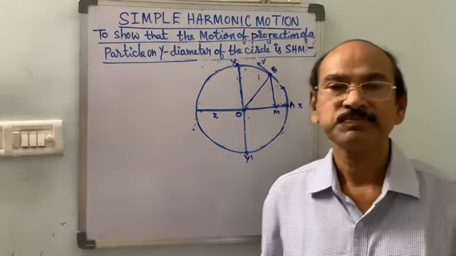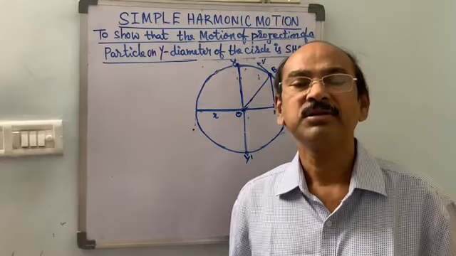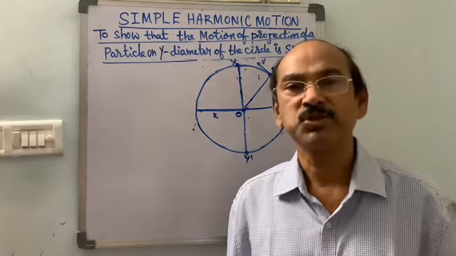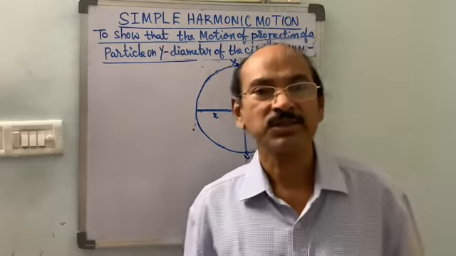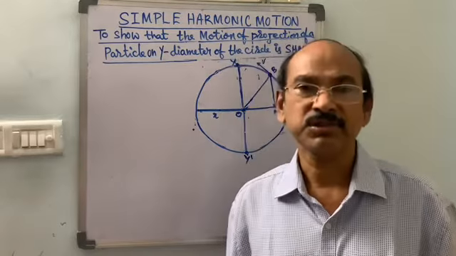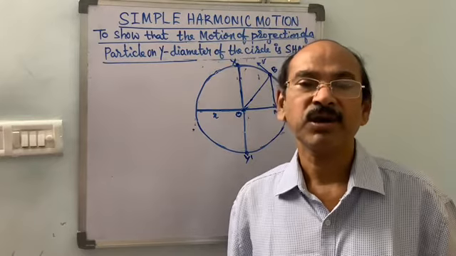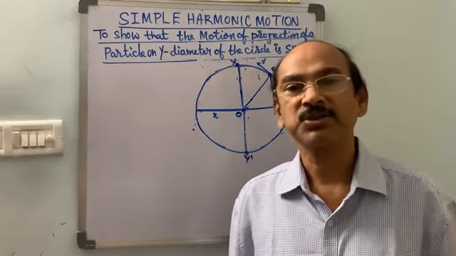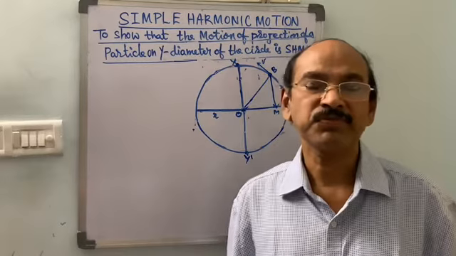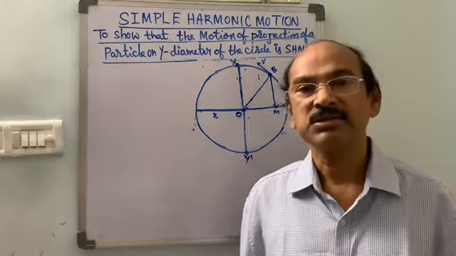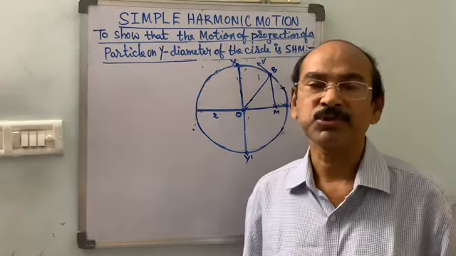So, the motion of the body should be periodic, and the body must execute to and fro motion about its mean position, and the acceleration of the body is directed towards the mean position, and acceleration and displacement of the body are opposite to each other, and the restoring force is always directed towards the mean position of the particle. These are the conditions of simple harmonic motion.